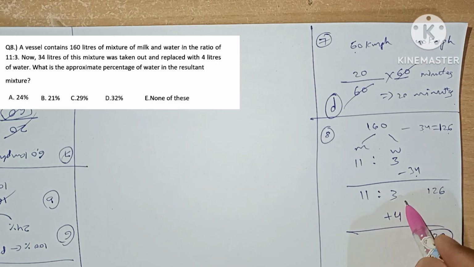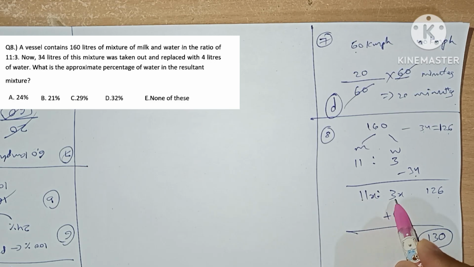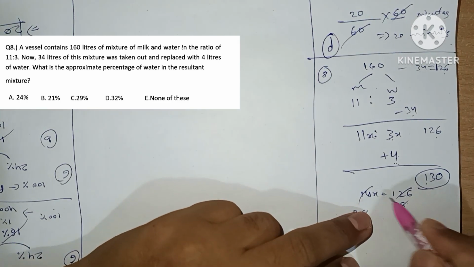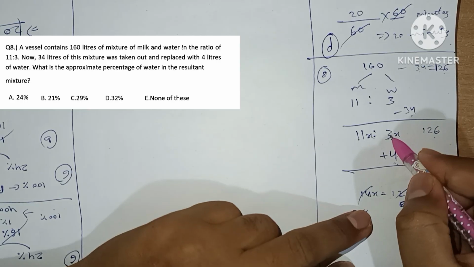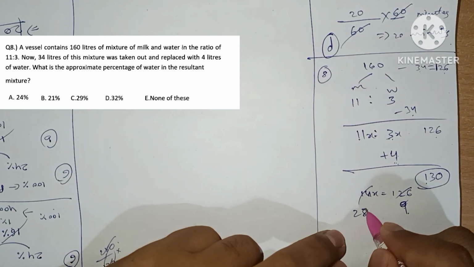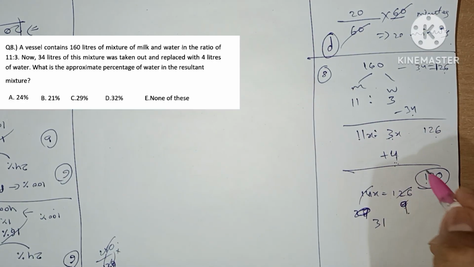First we need to find the value of total 3x plus 4. Let's assume this as x plus x. This will be 14x plus 4 equals 130. So 14x equals 126. 14, this is 14 9 times. 14 9 times means 3 4 times, 3 9 times, which will be 27. 27 plus 4 will be 31 liters of water at present.